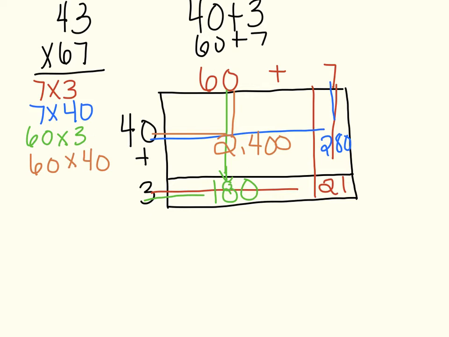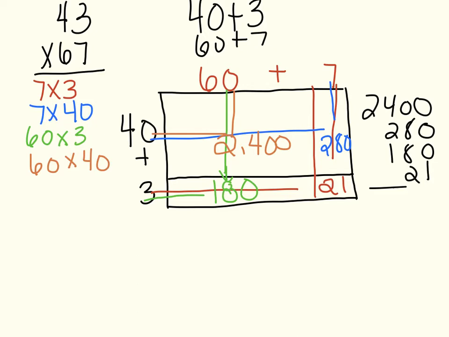So 2,400 plus 280 plus 180 and 21. I get 1, 1, 8. I add the 1 to the top of the column. 7 plus 1 is 8. And 2. 2,881 is the product there.